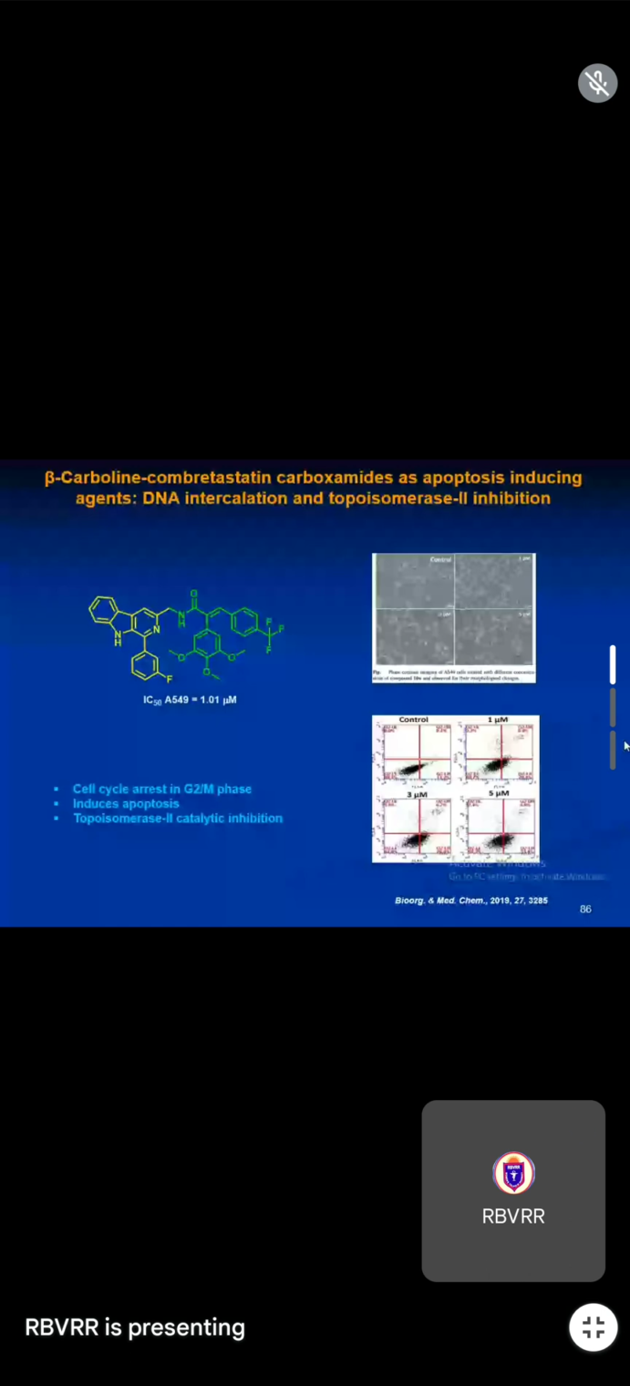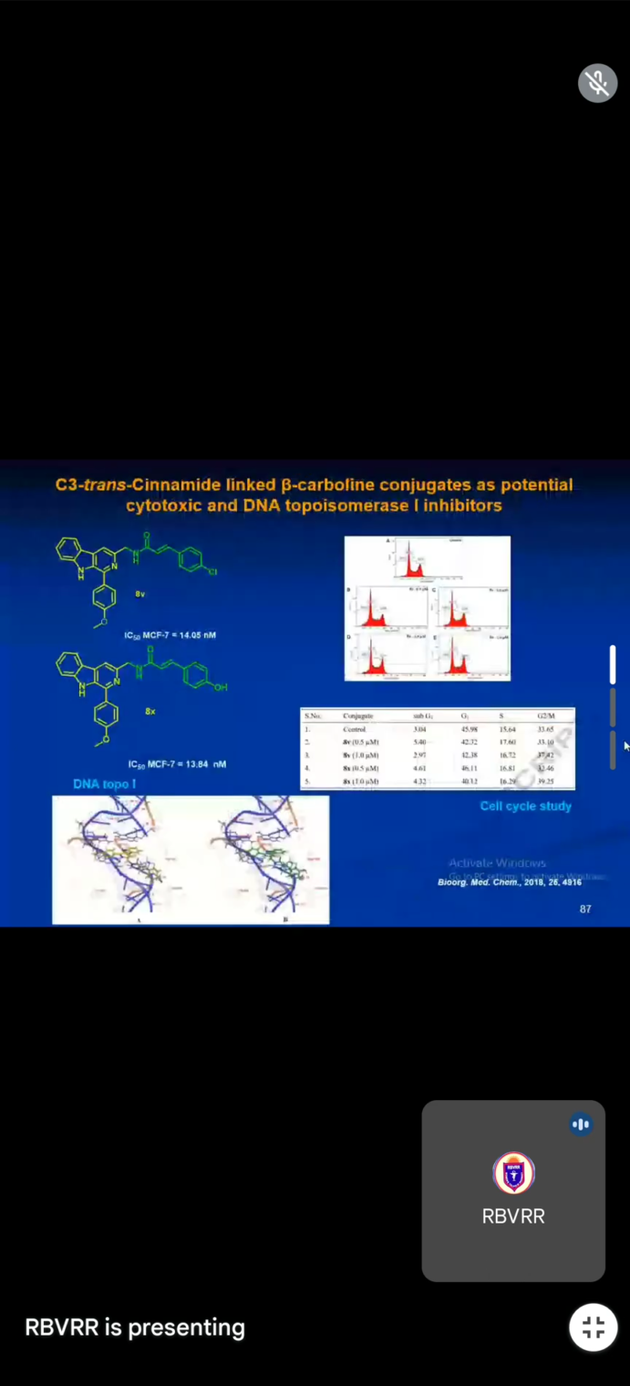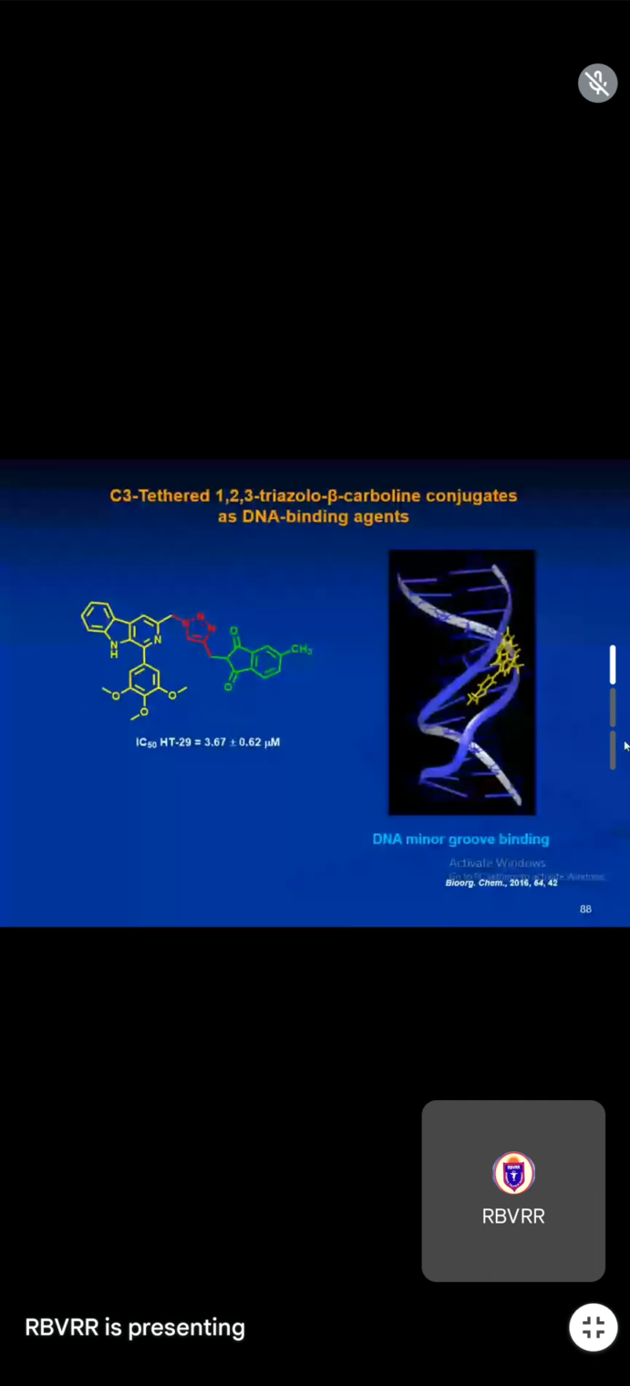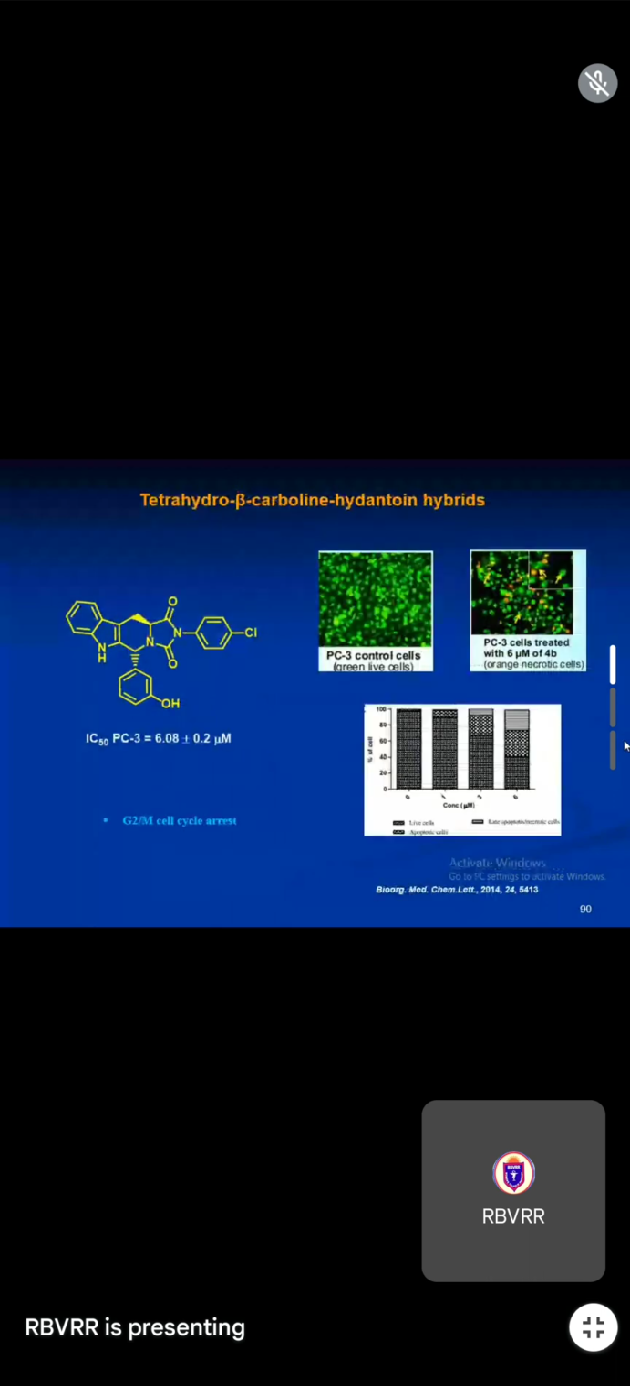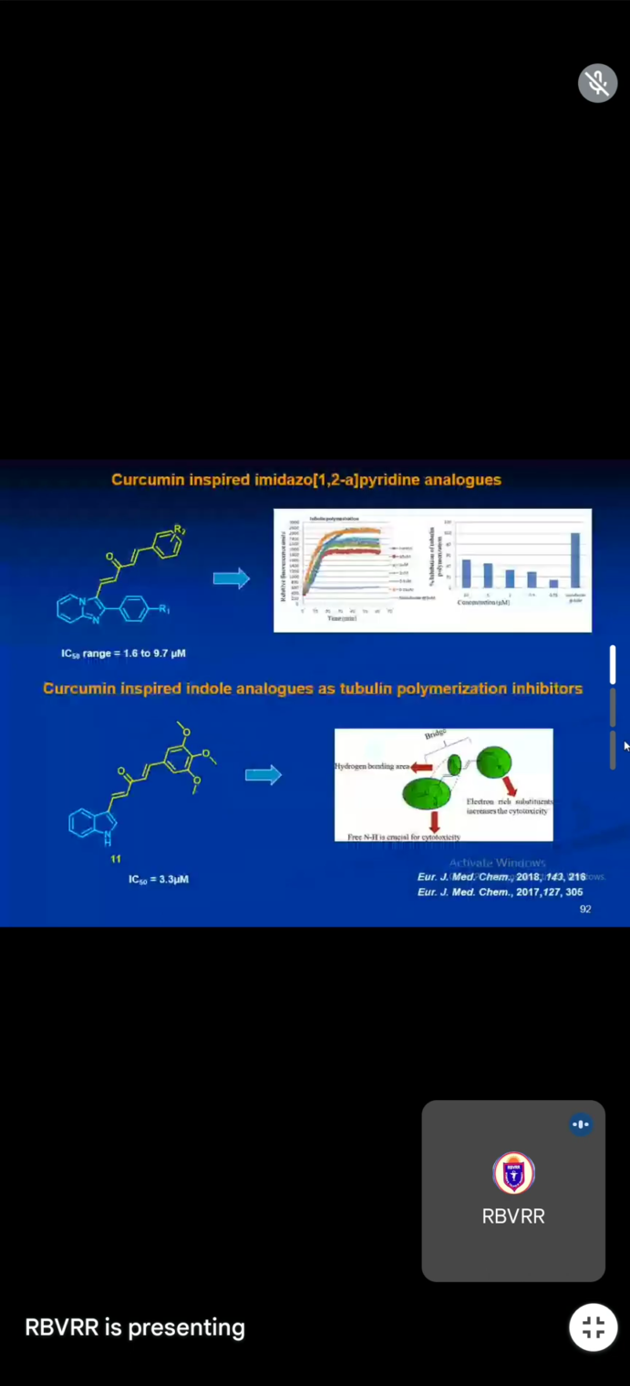And interestingly, good cytotoxicity. It induces apoptosis. And then you can see once you bring the two together, it becomes a topoisomerase 2 inhibitor. And quite a lot of studies were done on such molecules, where in variations of this, we could get topoisomerase 1 inhibition also in some of these, once the cinnamido type of linkages were brought in. With simple molecules like chalcones also, we could bring them together. And these are the beta carboline hydantoin hybrids. And these are benzimidazole conjugates. These are the imidazopyridine analogs.